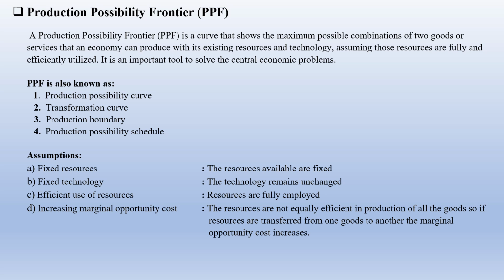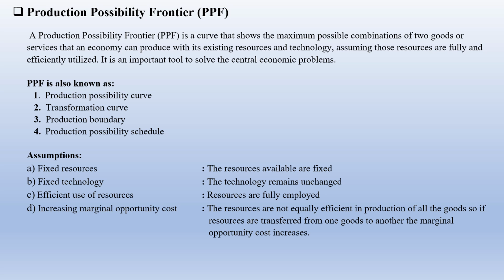Then the fourth one, increasing marginal opportunity cost. The resources are not equally efficient in production of all the goods. So if resources are transferred from one good to another, the marginal opportunity cost increases. That means MOC will increase.